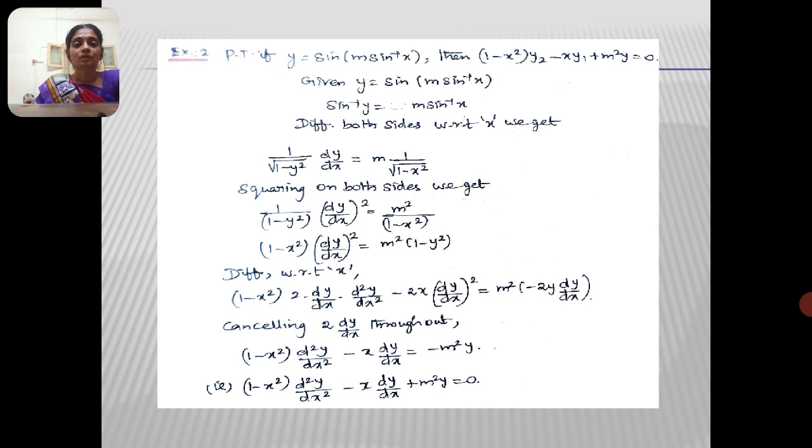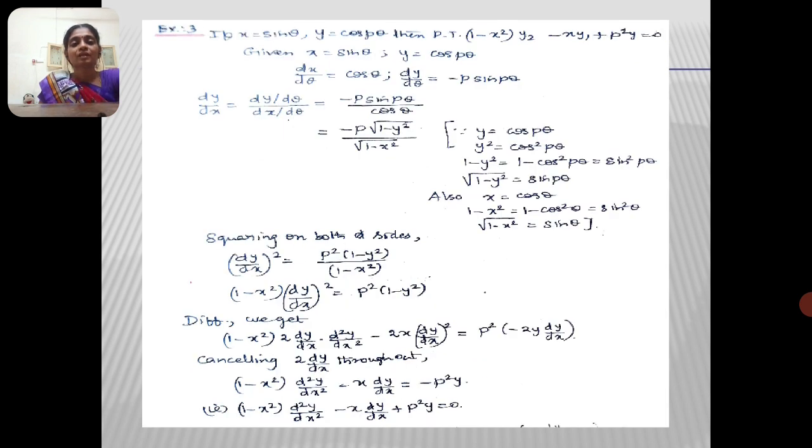Now cancelling 2 into dy by dx throughout. Since the term is common in all the terms, we are cancelling 2 into dy by dx throughout. We get 1 minus x square d square y by dx square minus x into dy by dx is equal to minus m square y. Therefore, we arrive at the answer as 1 minus x square d square y by dx square minus x into dy by dx plus m square y equal to 0.